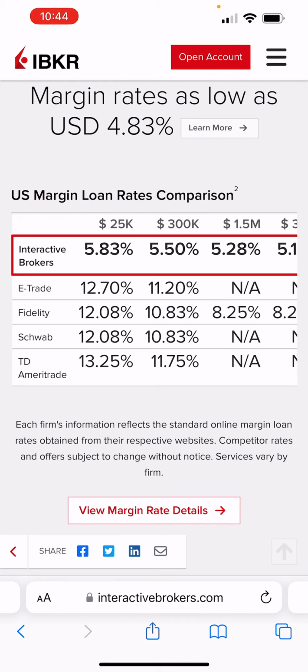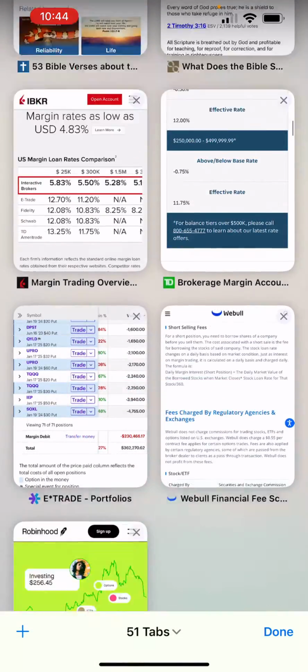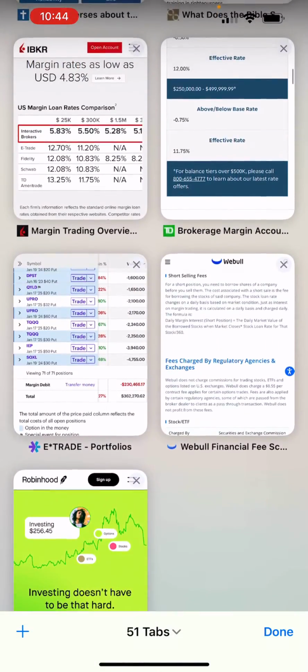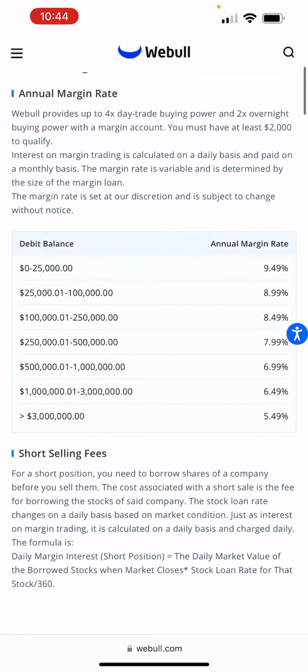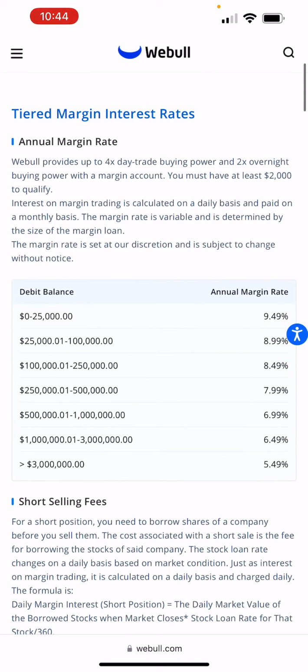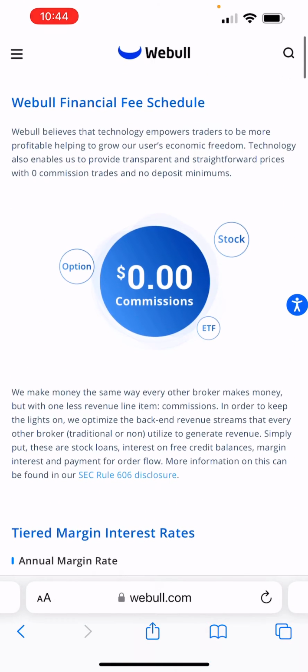So these are the margin rates, and this is how you get them. You put in $2,000 to be exact, like in Webull's case, and you get 4 times your buying power. And then from that point on, every dollar you make, you get 4 times. So you can really grow your account quickly through margin if you do it right and do it safely.